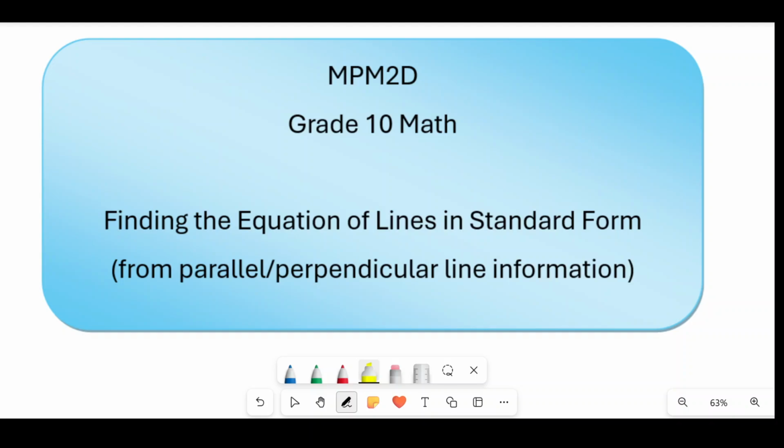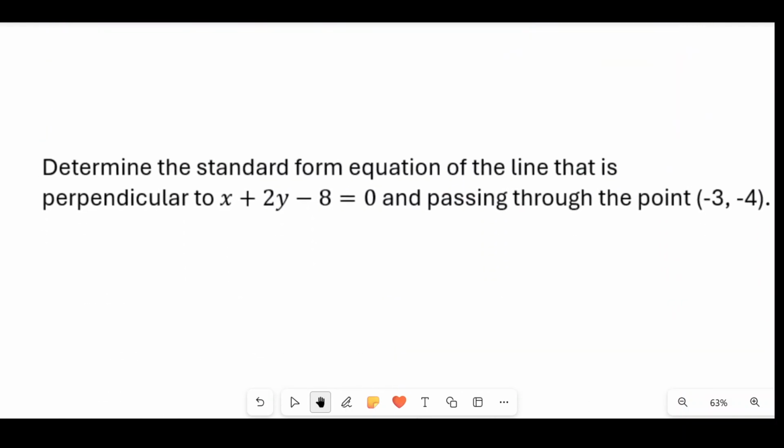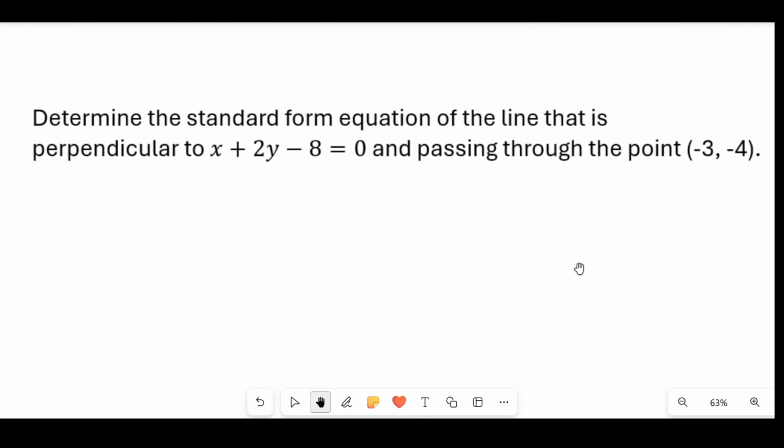This is a video for grade 10 students. We're going to look at a question involving finding the equation of a line, given information about another line that's either parallel or perpendicular. So let's look at this specific question for this video. It says, determine the standard form equation of the line that is perpendicular to this line, x plus 2y minus 8 equals 0, and passes through this point.